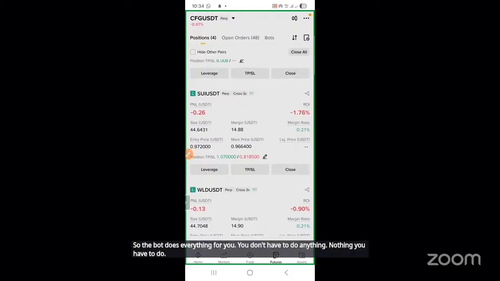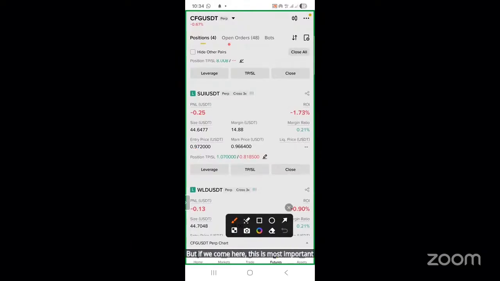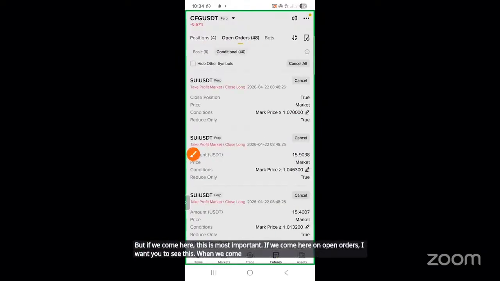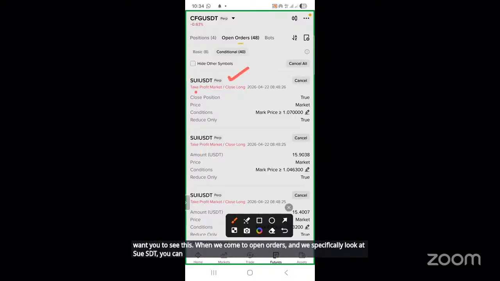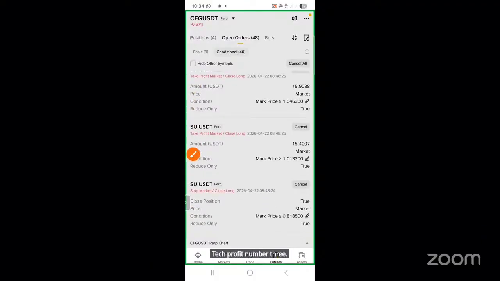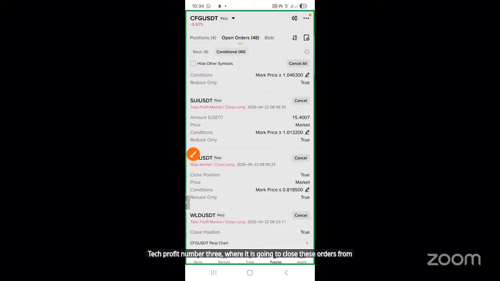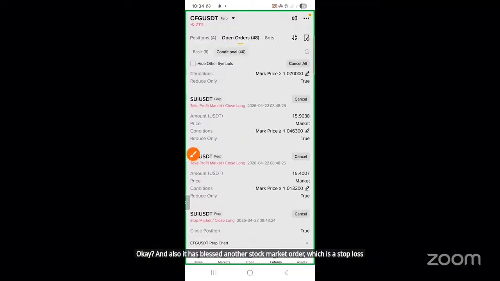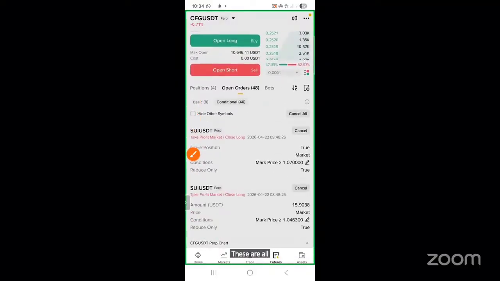But if we come here, this is most important. If we come here on open orders, I want you to see this. When we come to open orders and we specifically look at SUSDT, you can see it has placed take profit number one, take profit number two, take profit number three, where it is going to close these orders from. Okay. And also it has placed another stop market order, which is a stop loss. These are all available on Binance and they are running.